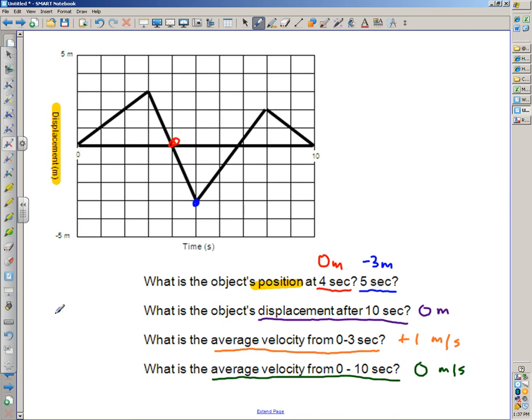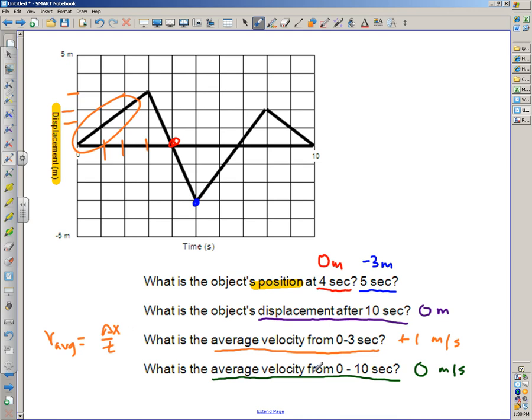Average velocity is going to be important later on. Average velocity is displacement over time. So we look at displacement and time. Through this section right here, this object went up 3 meters, so it displaced 3 meters, and it did that in 3 seconds. So 3 meters over 3 seconds is 1 meter per second. It's important that we put the positive, because that indicates that it's going in a certain direction. In this case, we'd say the positive direction.